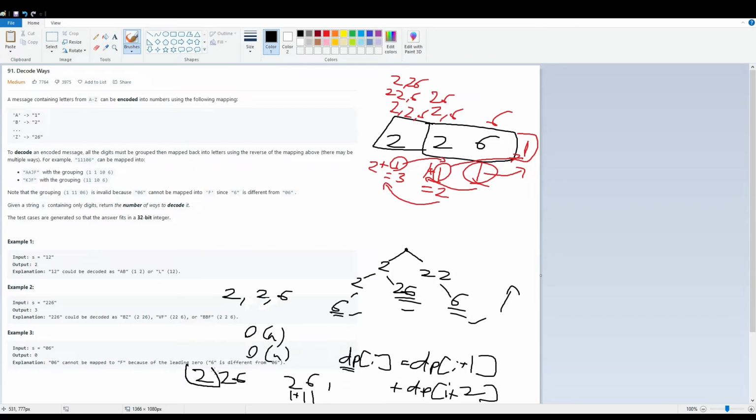So if we were taking into account just this single 2, we would just get the DP of i plus 1, and we also need to take these into account, so if this was i here, then we also need to take into account this. And if this were, say, 7 instead, then we just need to count for this, not i plus 2, because we can't have this as a possible solution in our decoded message.